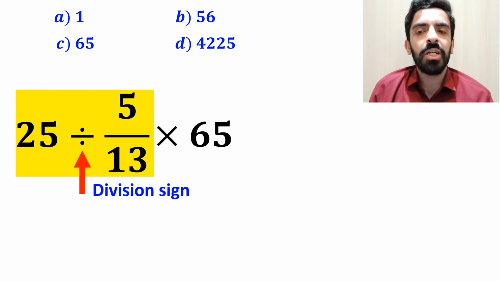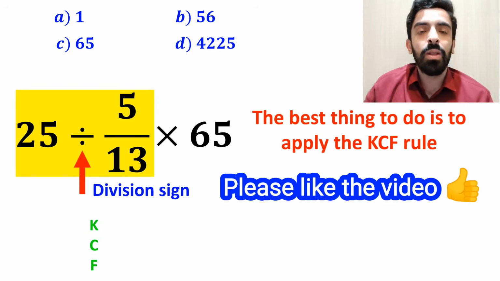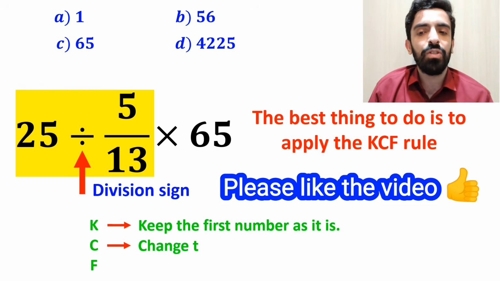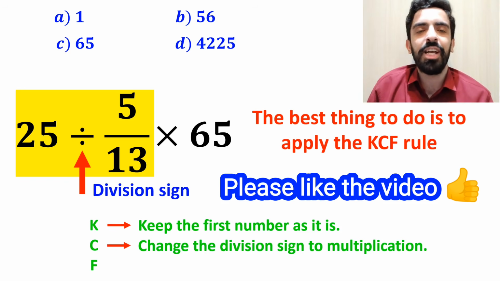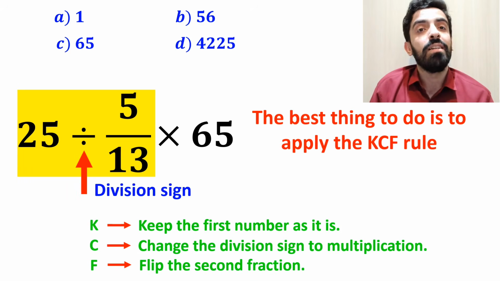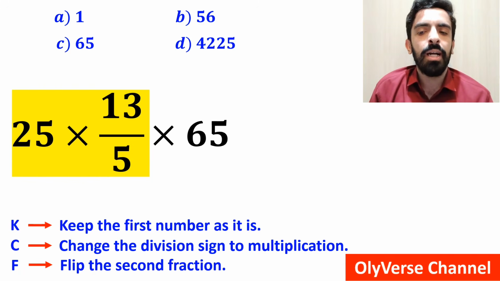Okay, whenever we come across a division sign between two terms, the best thing to do is to apply the KCF rule. In this rule, K stands for keep the first number as it is, C stands for change the division sign to multiplication, and F stands for flip the second fraction. So, we remove the highlighted part and write this expression as 25 multiplied by 13 over 5.